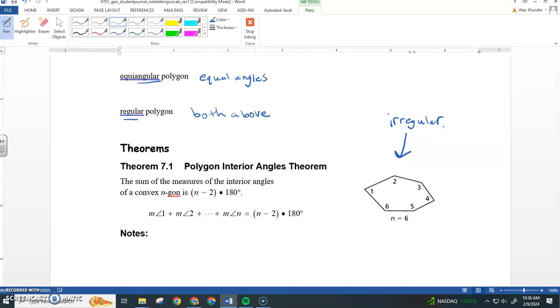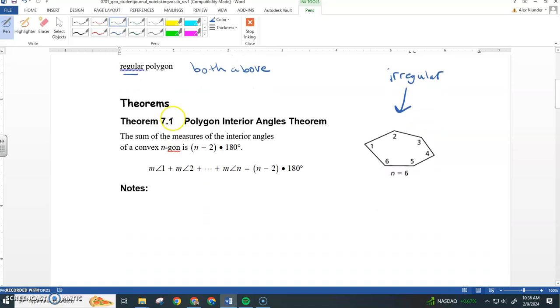Our first theorem today, this is the polygon interior angles theorem. And basically, I need you to box this and then underline the word sum. What this says is the sum of the interiors of a polygon. So in a polygon, the sum of the interiors is equal to n minus 2 times 180.